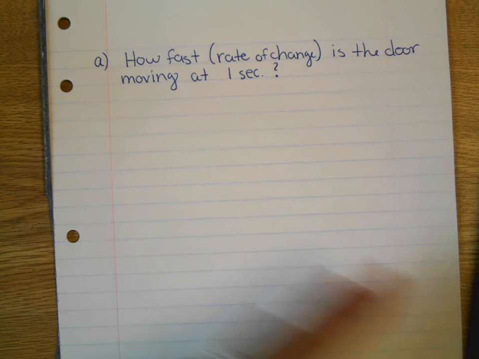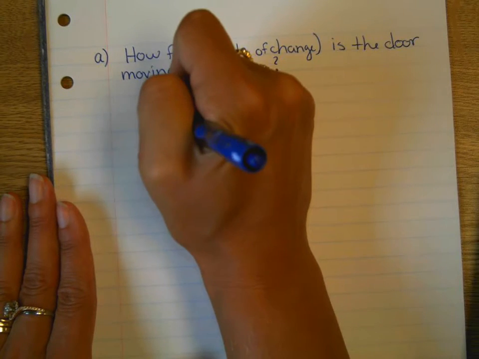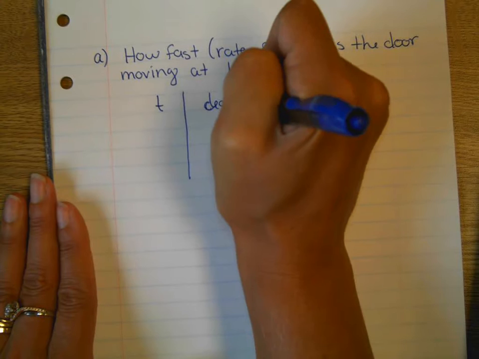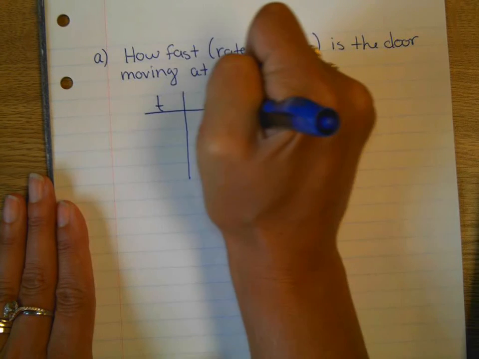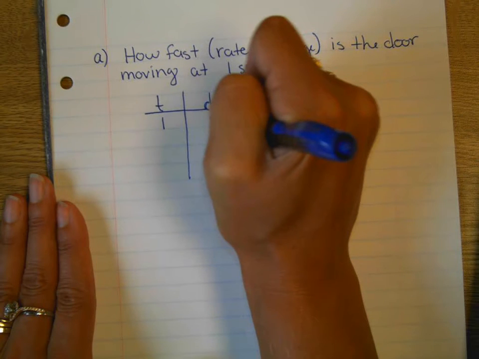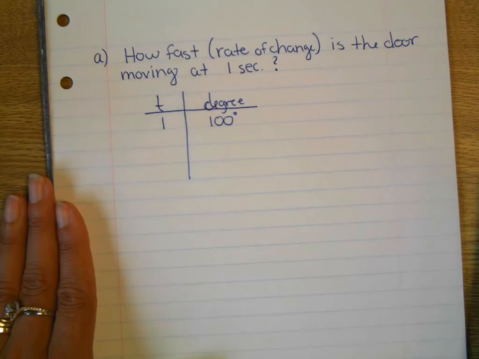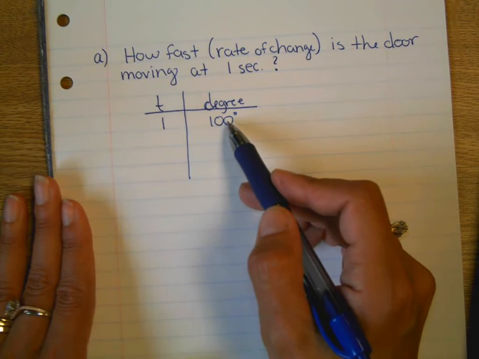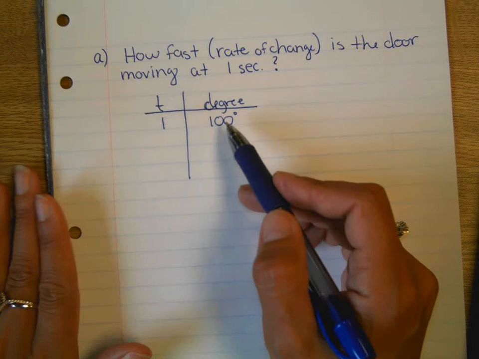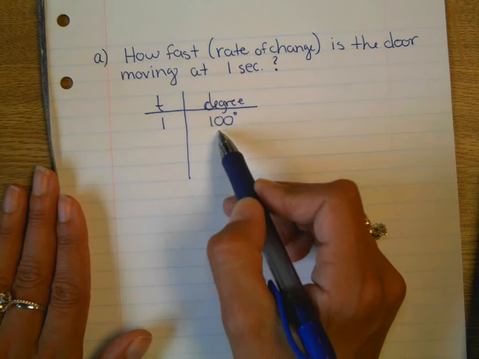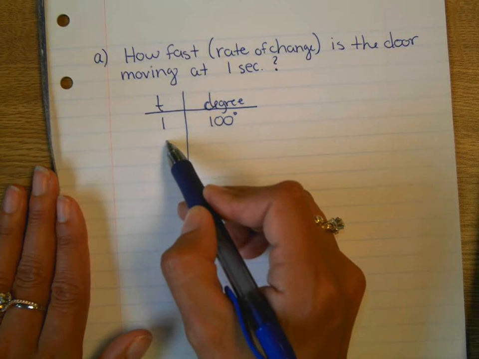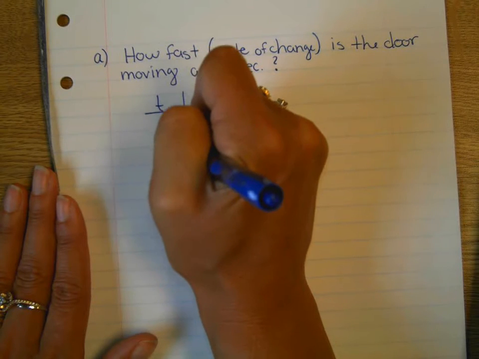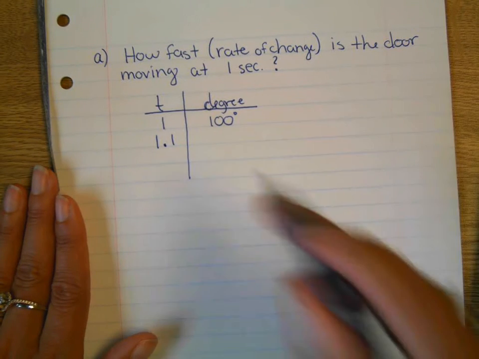So what I know right now, make a little table, time and degree. At 1 second, it's at 100 degrees. So does that mean it's moving 100 degrees per second? I don't think so. That's just where it's at. So what I can do to kind of estimate the rate of change is see where the opening is at just a little bit after 1 second. Let's say like 1.1 seconds. Where is the door at?